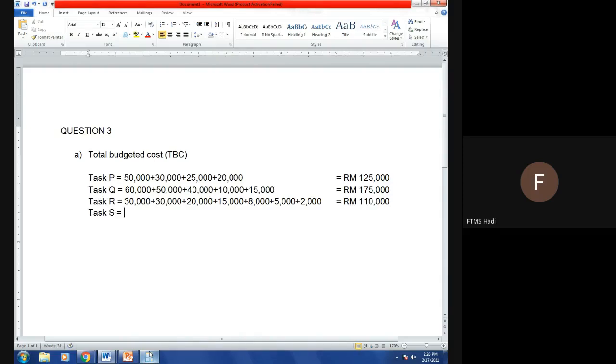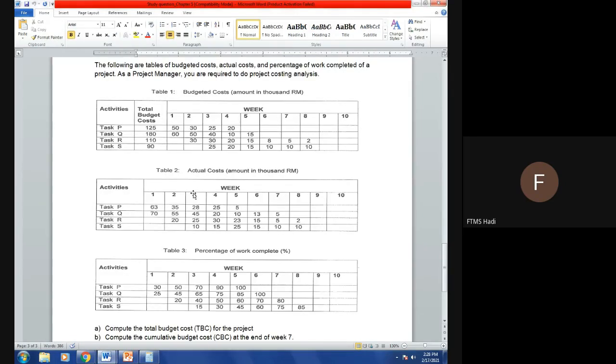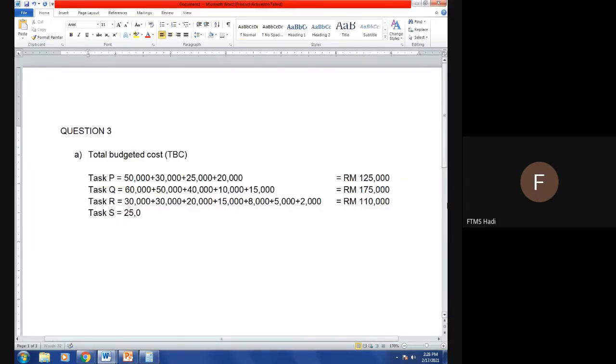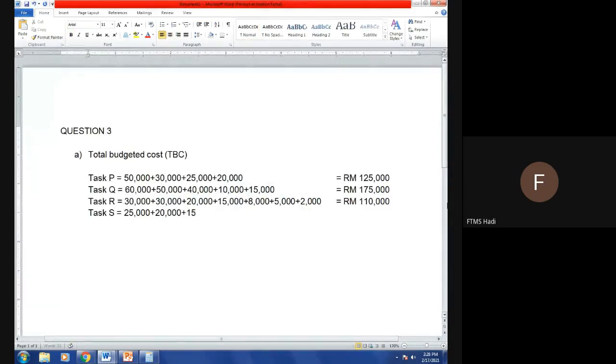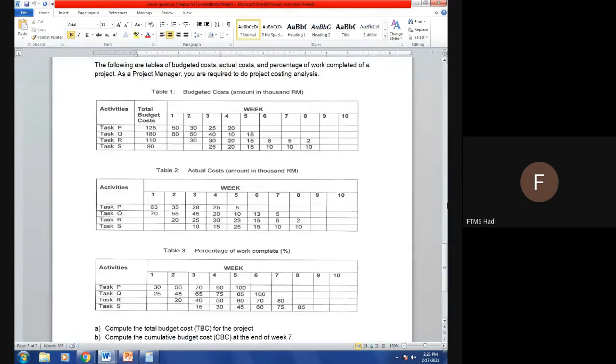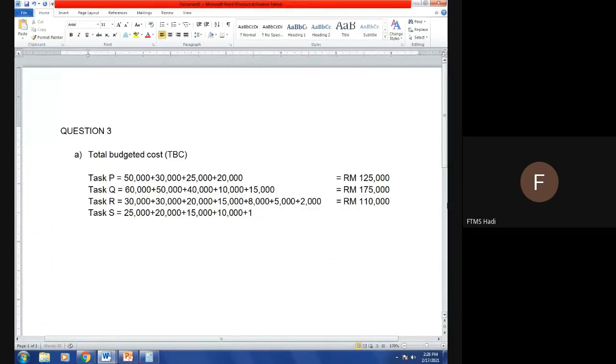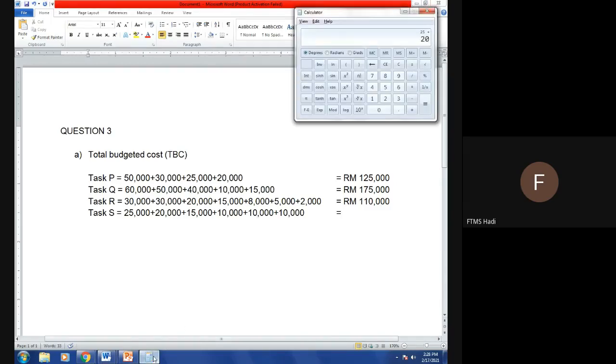The last one is task S. Just add everything here: 25 plus 20 plus 15 plus 10 plus 10 plus 10. So let's use the calculator: 25 plus 20 plus 15 plus 10 plus 10 plus 10, which is 90,000.